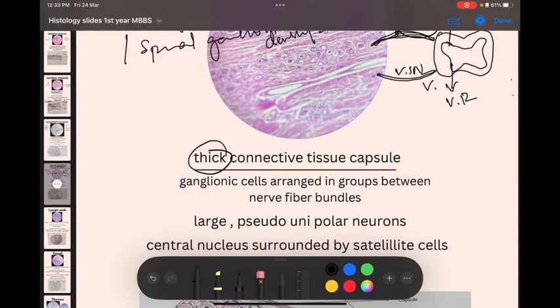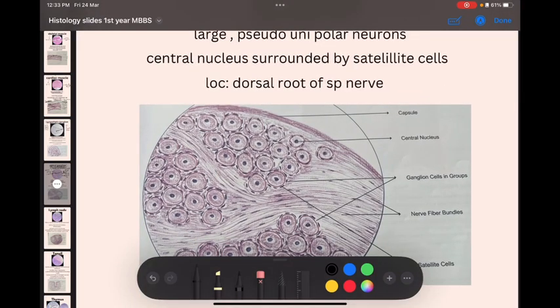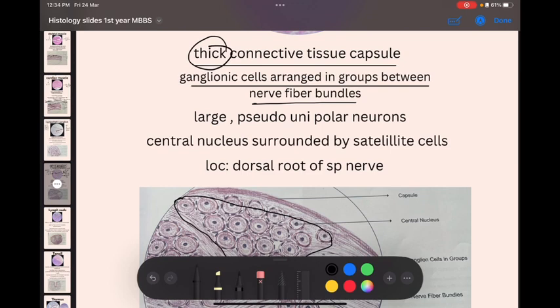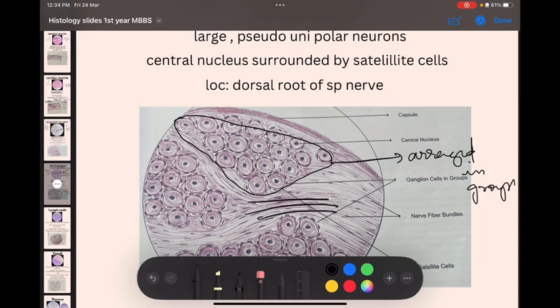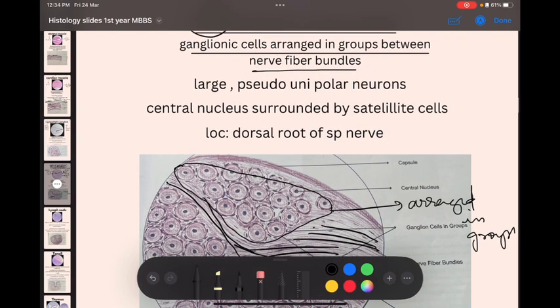Here, ganglionic cells are arranged in groups between nerve fiber bundles. See this, ganglion cells are arranged in groups between the nerve fiber bundles. These are nothing but nerve fiber bundles. So ganglionic cells are arranged in groups between nerve fiber bundles.